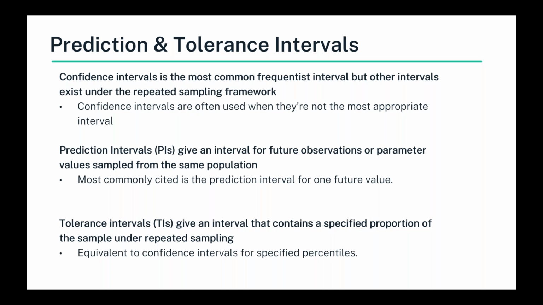For example, let's say we take 50 people and construct a prediction interval. If this was a 95% prediction interval, then out of the next 1,000 we sample, we want 950 of these to be contained within the interval.